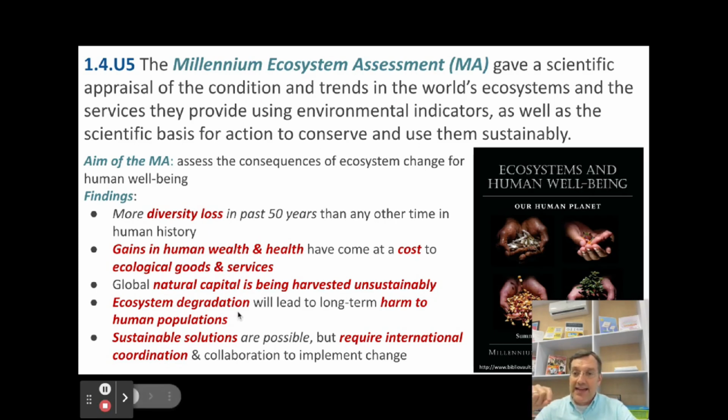And remember, the first law of ecology is that everything is connected to everything else. So if we are drawing down our stock of natural capital in the environment, that's ultimately going to lead to harm to human populations. This is environmental systems and societies. Our societies are a part of and interdependent with environmental systems. Sustainable solutions are possible to all of these issues, but they do require international coordination and collaboration, which is quite challenging.